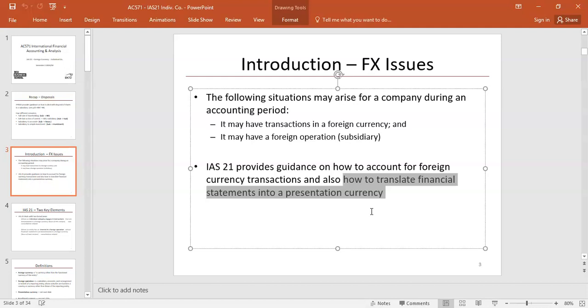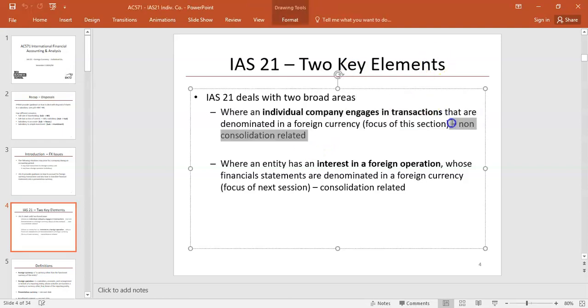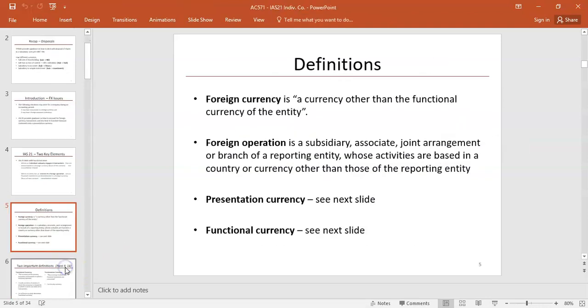on that as well. So for this part, we're looking at the first element of IAS 21, how an individual company engages in transactions. That could be purchases, it could be sales, it could be depositing money in a foreign currency, or borrowing money in a foreign currency. And that's not related to consolidation, but it's just covered because all of IAS 21 comes together as a package. And then in the next section, we'll look at where an entity has an interest in a foreign operation. In particular, what we're interested in is a foreign subsidiary. So we'll focus on a couple of the key definitions first to get going.